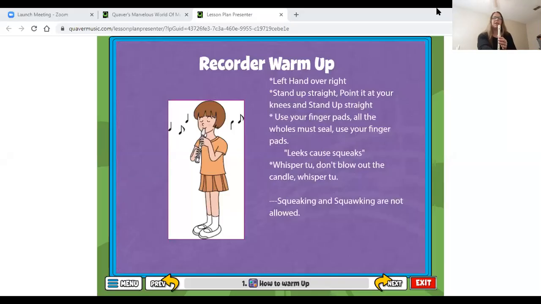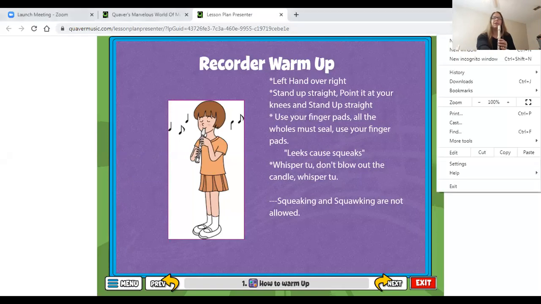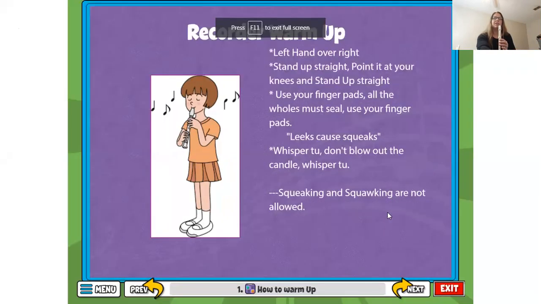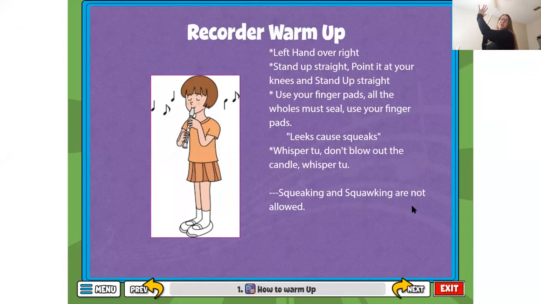We are going to start with a Quaver lesson. So I want you to see this. If you are a Stuart Place student, you have a Quaver account and you can log into Quaver, and you'll find this in your backpack as an assignment. So we're going to play the recorder. The first thing you need to do is left hand over right.